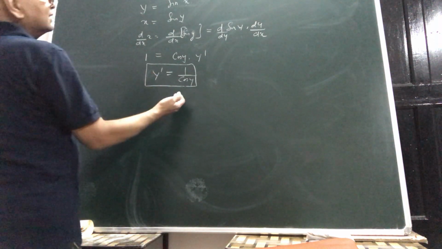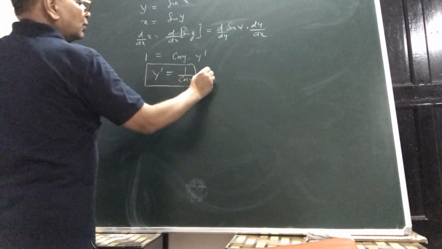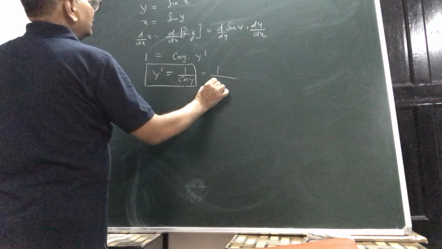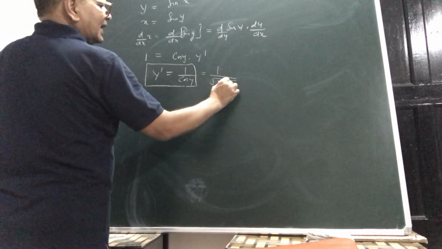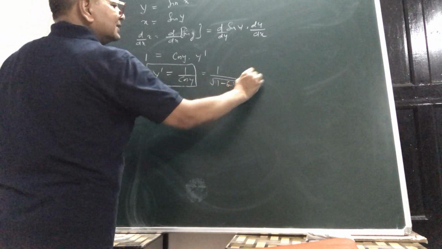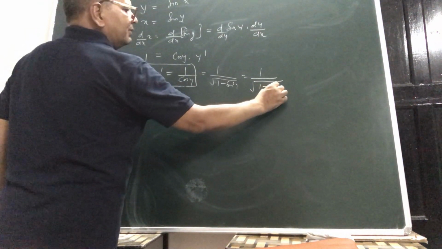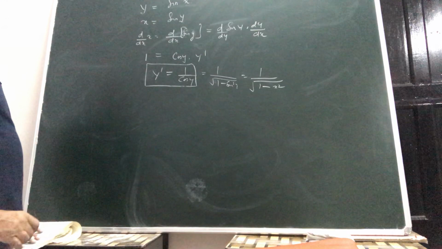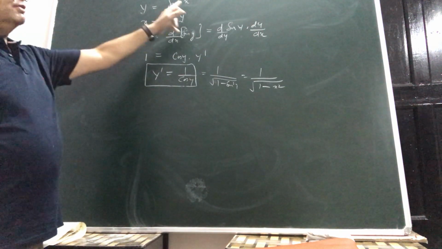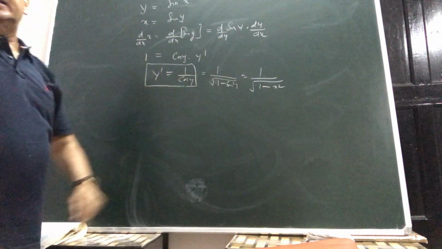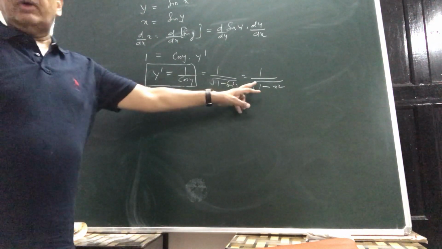And then, sin y is equal to x. So what you can write, cos y is equal to what? Under root 1 minus sin square y, and then this is 1 upon under root 1 minus x square, because sin y is x. So the derivative of sin inverse x is nothing but 1 upon under root 1 minus x square.